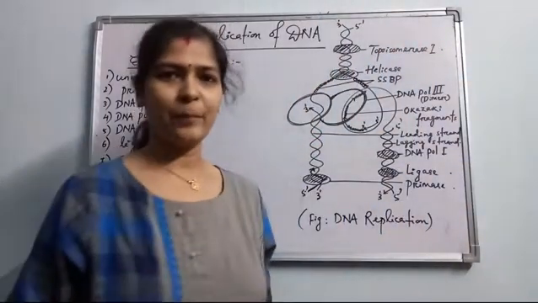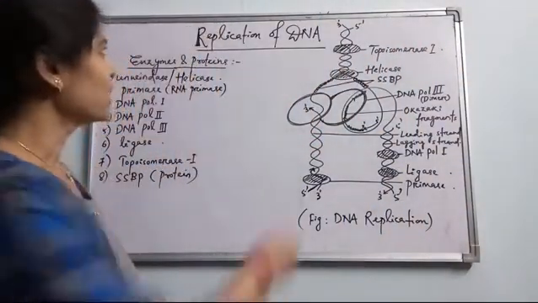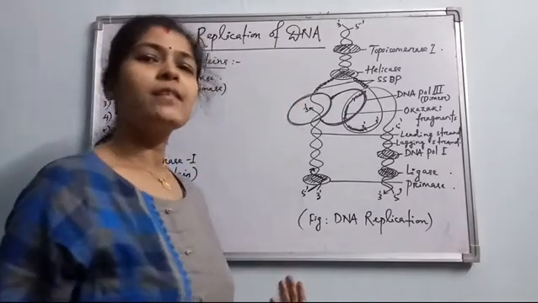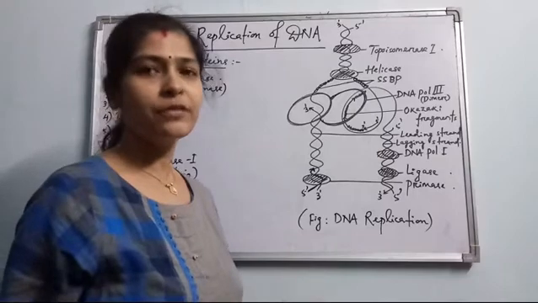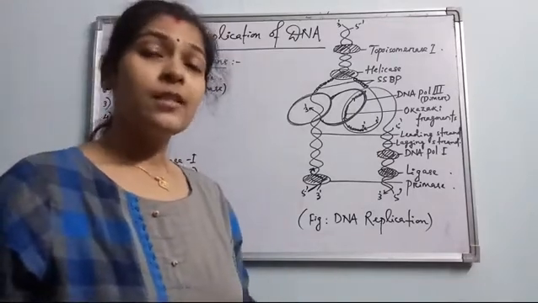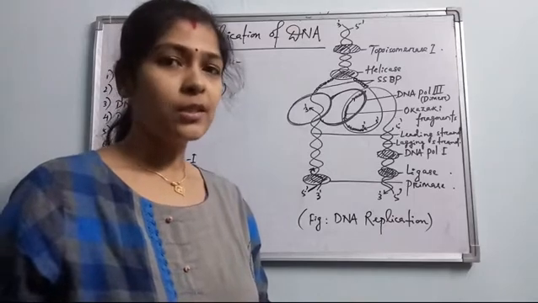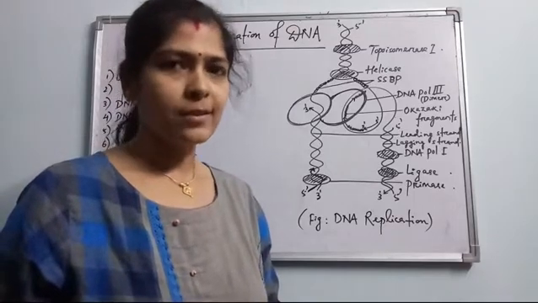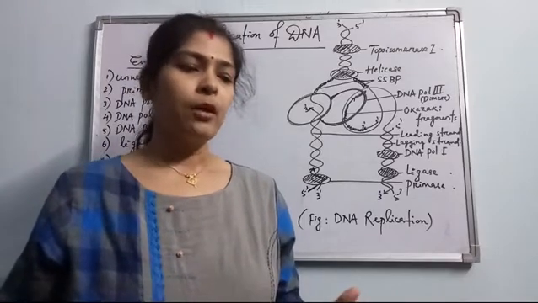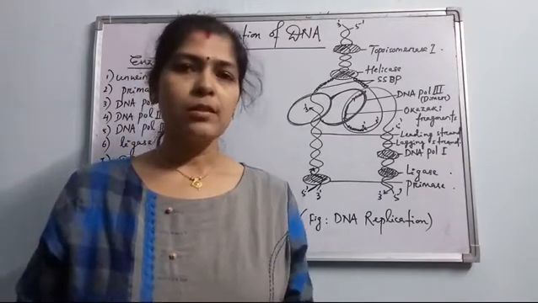Hello students, today we'll discuss DNA replication, or replication of DNA: how DNA replication occurs and what the need for DNA replication is. DNA is the genetic material of almost all living organisms except some of the retroviruses. And this DNA is replicated before the start of cell division, maybe mitosis or meiosis.